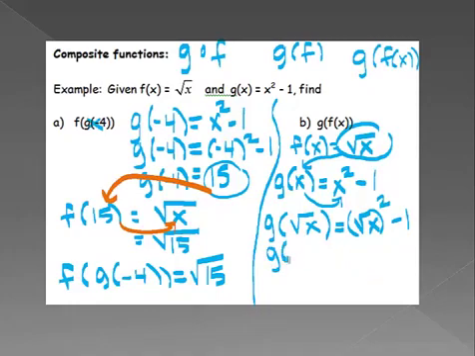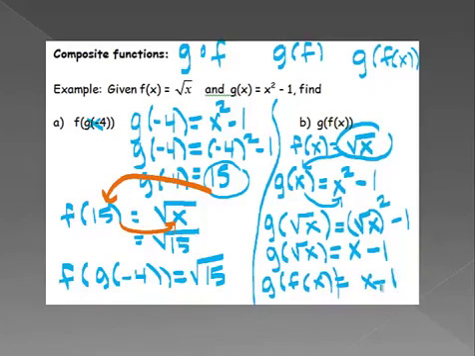And so g of the square root of x would be, well, what is the square root of x squared? Remember, a square root and a square cancel. I just get x. And so my final answer of g of f of x is x minus 1. Now those get a little complicated, so sometimes I'll do different colors that may help.